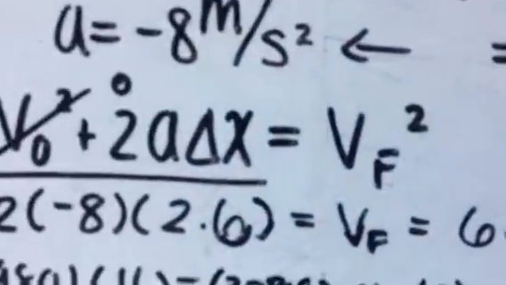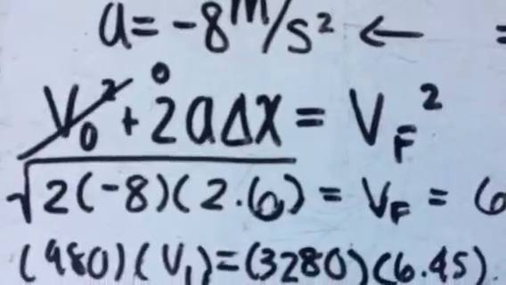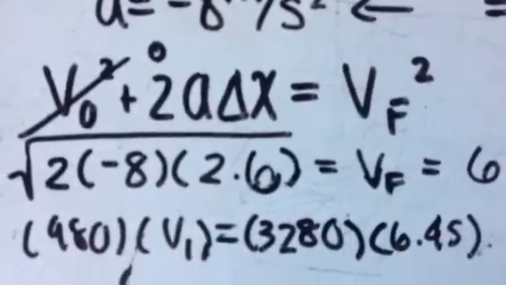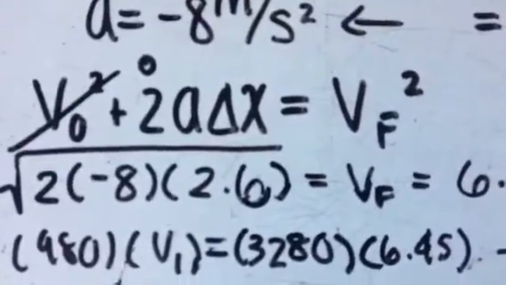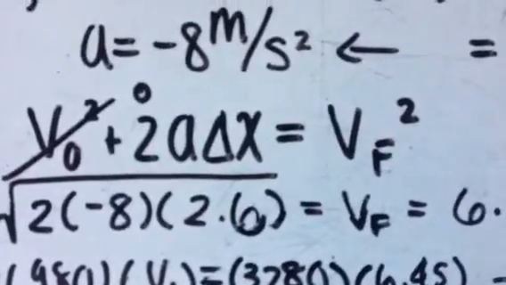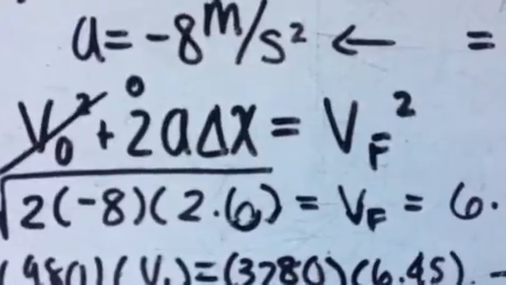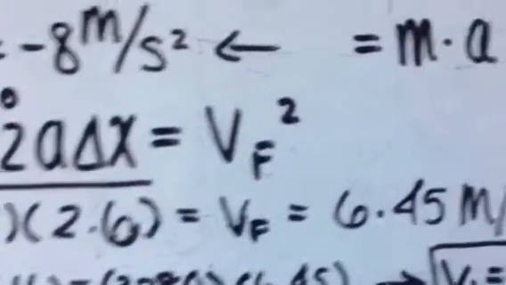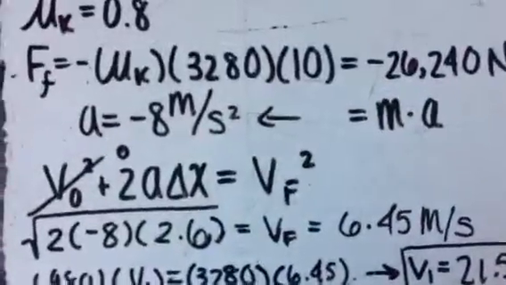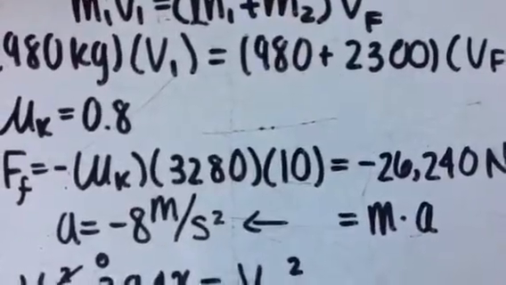Now, using our kinematics equation, v initial squared plus 2 times acceleration times displacement equals v final squared. And we know that v initial squared is equal to 0. We can plug in the numbers: 2 times negative 8 meters per second squared, which we just found, times 2.6 meters, which is given in the problem. We get v final is equal to 6.45 meters per second. That's the final velocity for the two cars after they collided and stuck with each other.